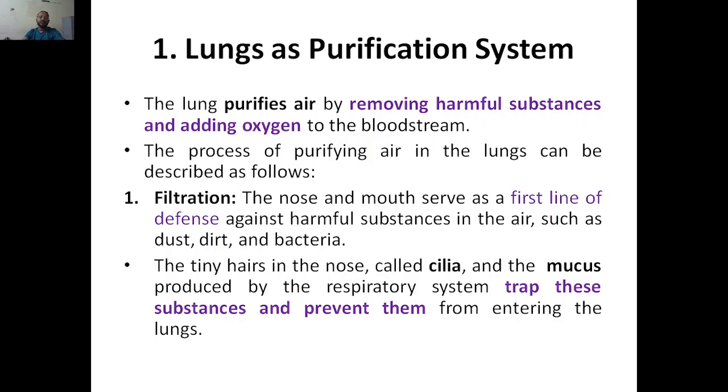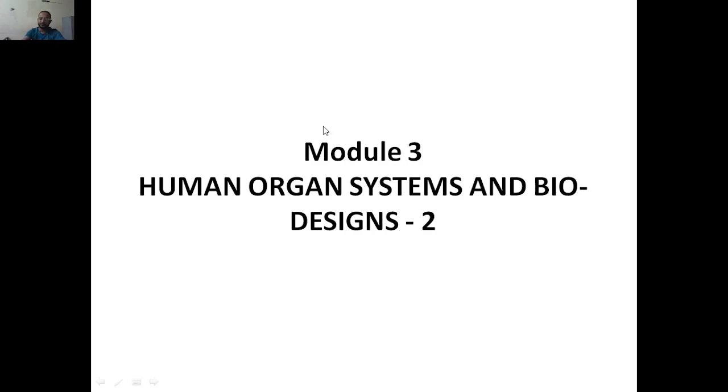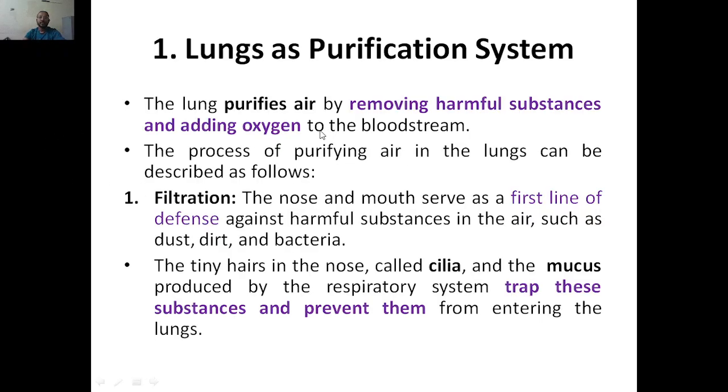So the lung purifies air by removing harmful substances, okay, and adding oxygen to the particular bloodstream. Okay, what does the lung do? The lung purifies air by removing harmful substances. It removes the harmful substances and adds oxygen to the bloodstream.